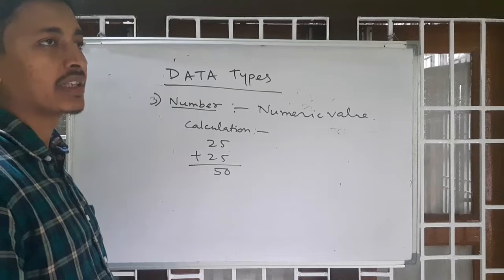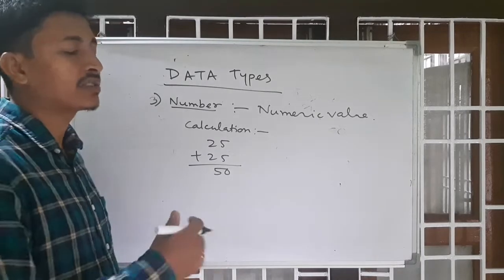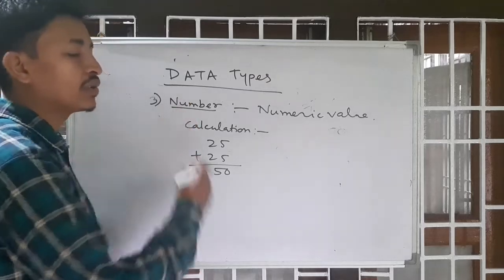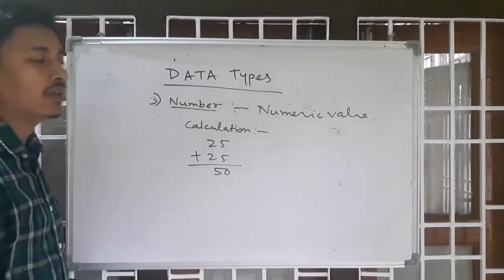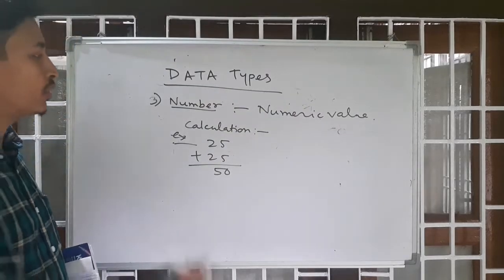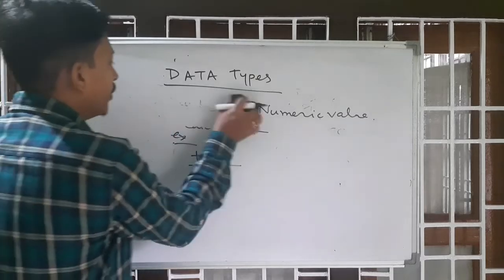In text, yes, you can also include numbers, but this number is not for calculations. But the number type is used only for calculation purposes. It is numeric value. So in this case, we have to use numbers. Okay. Next data type is number 4.